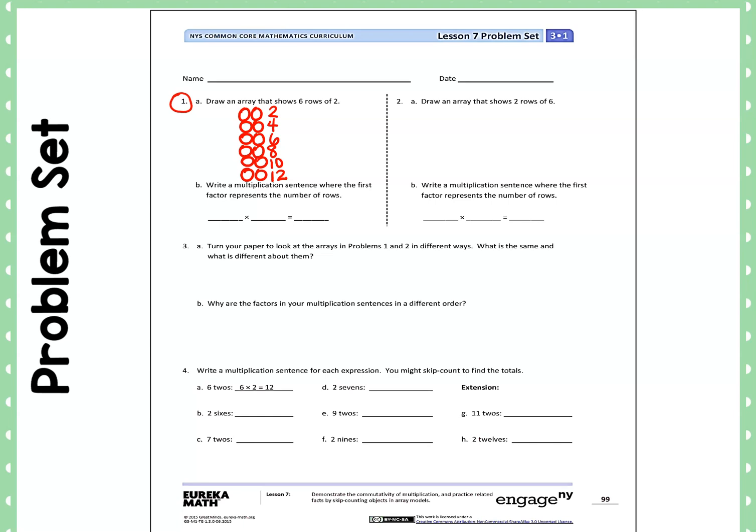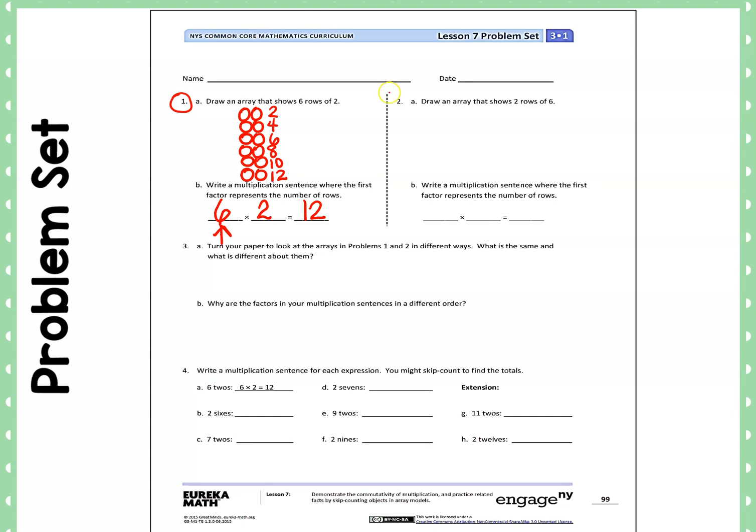12. So part B says write a multiplication sentence where the first factor, so that would be this one right here, represents the number of rows. Okay, so if we look back at this array, we know we have 6 rows. So then our 6 would go here. So then we would take 6 times 2, because the 2 represents the size of the row. And when we did our skip count, we found out that 6 times 2 was 12. Okay, so that's all they're looking for on that problem.